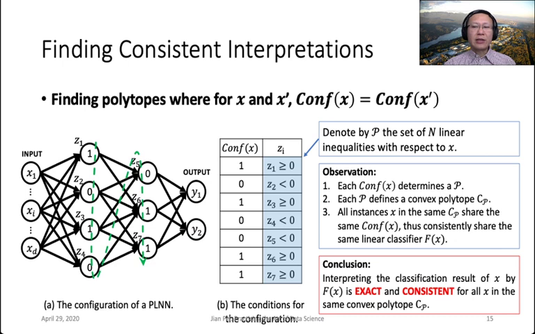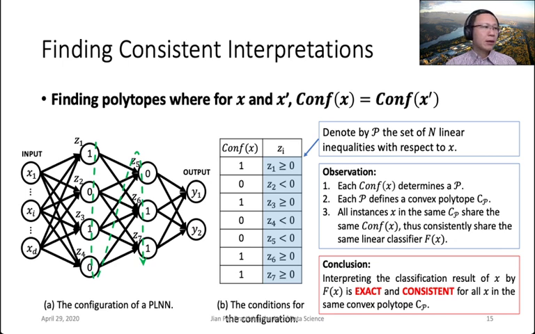In order to find the consistent interpretation, we only need to notice the following. Since the same configuration leads to the same linear classifier, an immediate question is what are the conditions for X and X prime, two instances, to have the same configuration. Let's denote by Zi the input of the ith hidden neuron. By the definition of the activation status, we can derive the table in the middle of this figure.